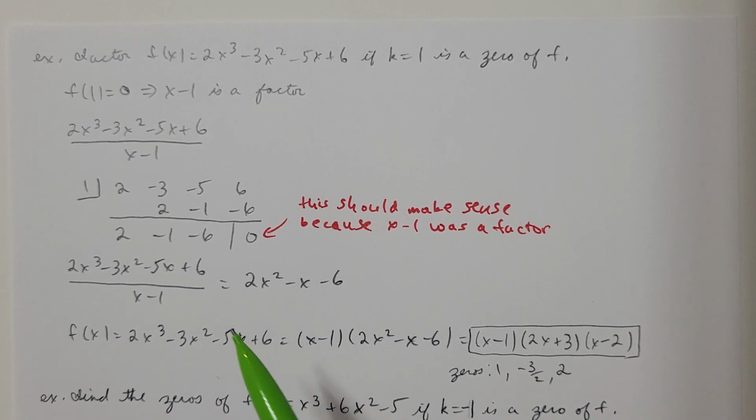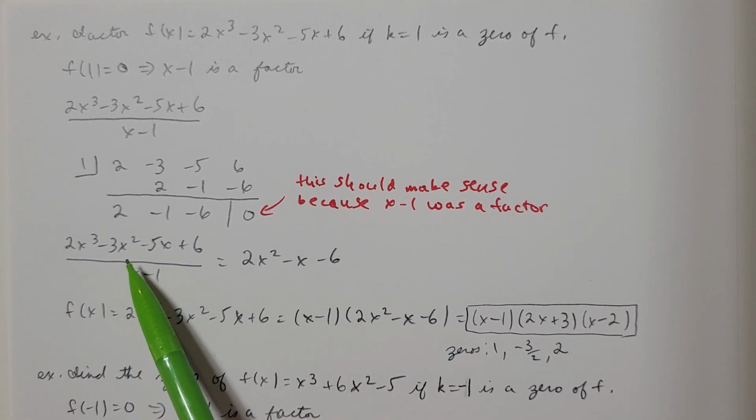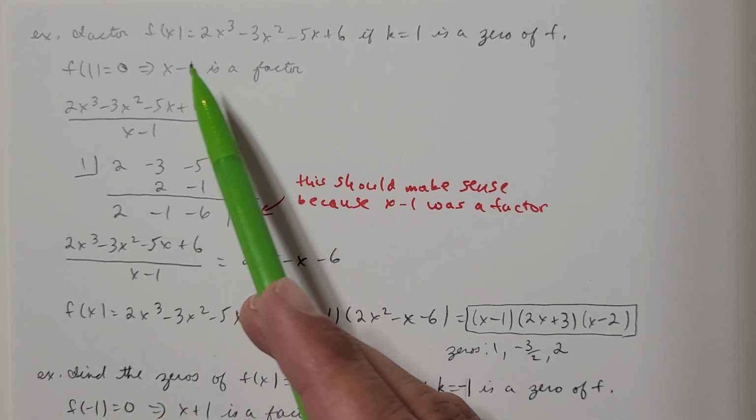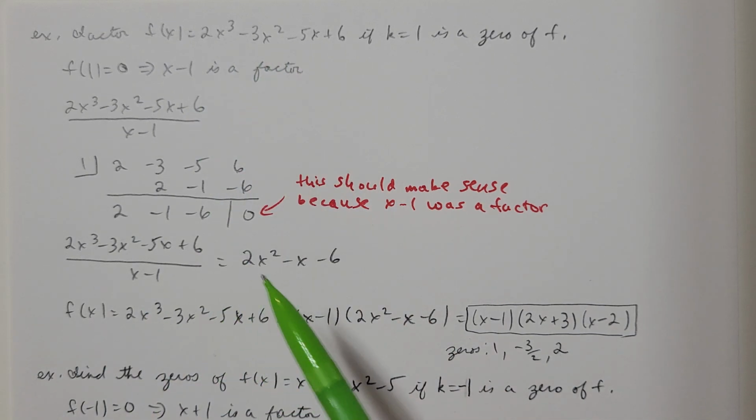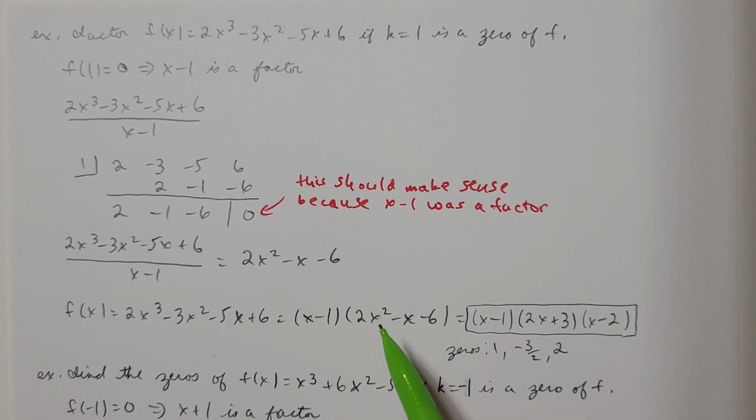Well, let me go ahead and take this equation and we'll multiply both sides of it by x minus 1. So I'm going to have 2x cubed minus 3x squared minus 5x plus 6 all alone, and that's what I'm calling f of x. We're supposed to factor f of x. That's equal to x minus 1 times 2x squared minus x minus 6. So you can see that I've already started to factor f of x. I just have to continue factoring it.